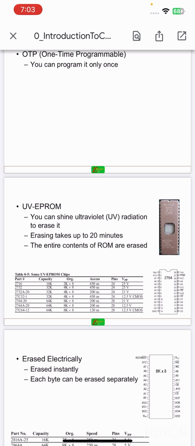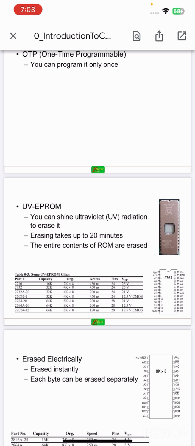UV EEPROM is an old device that is used like ROM. In the modern era we can erase the data by using a reset button, or by an algorithm which gives access to reset. But in the old era, we had this type of UV EEPROM.